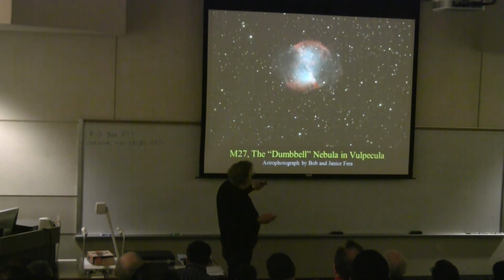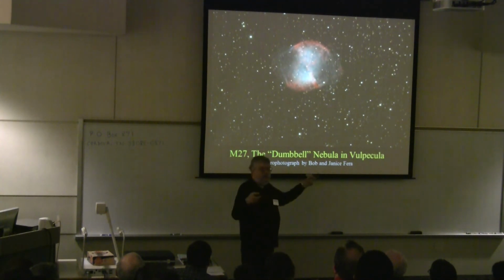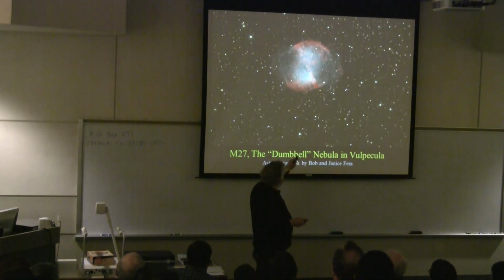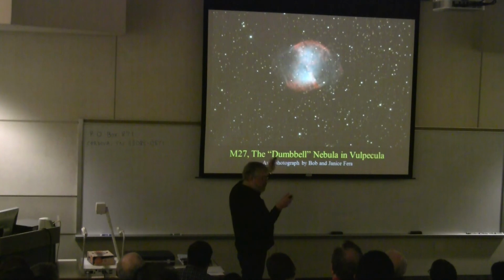Okay, here's the Dumbbell Nebula in Vulpecula in the summer. Here's the cloud of this star right here. Used to be like the sun. Then it became a red giant, cast off the shell of gases, which is still expanding, and then it shrank back down to become the white dwarf star right there in the middle.